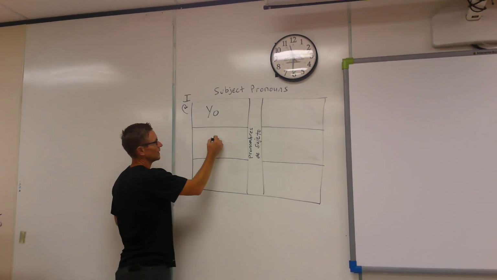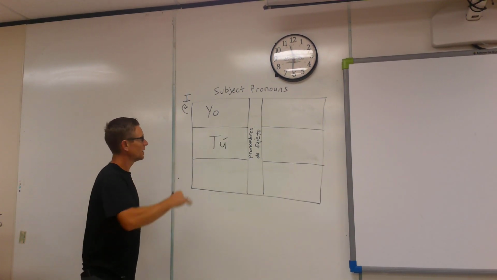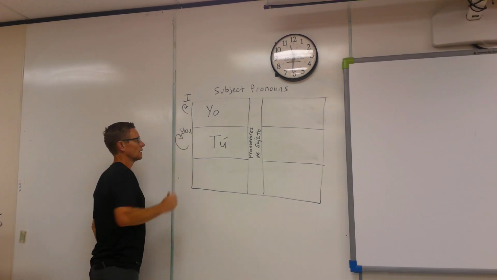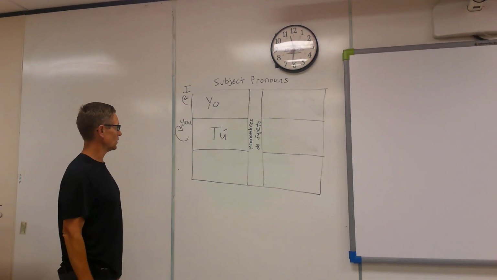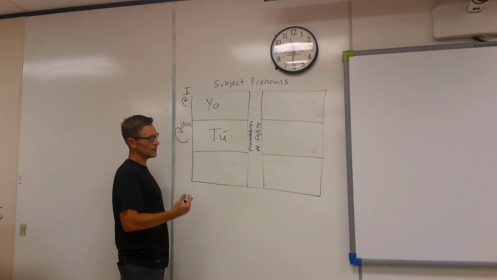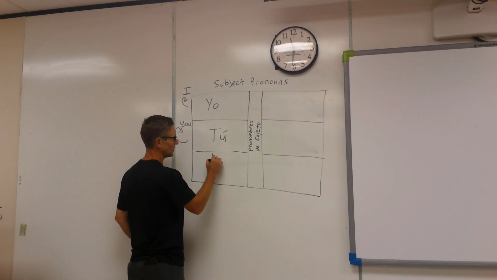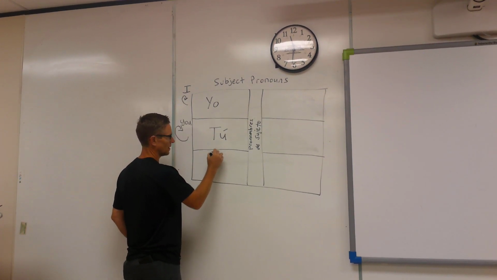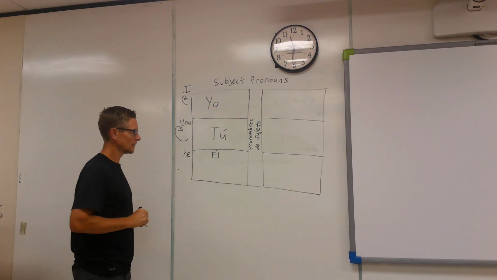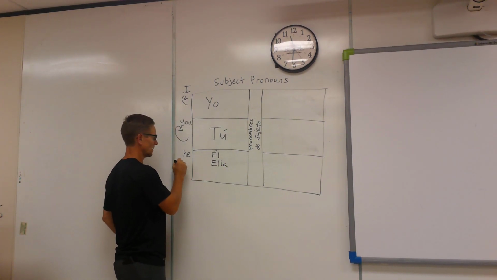The next one in Spanish, we usually go in this order, is tú, and that means you. You went to the store. When we want to talk about she or he went to the store, this is how we do it. We say él, that means he on the other side. If we want to say she, we say ella.